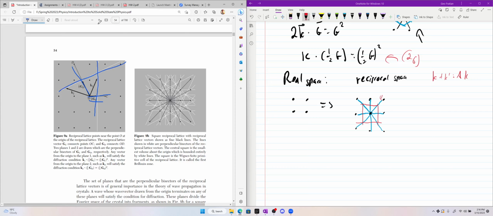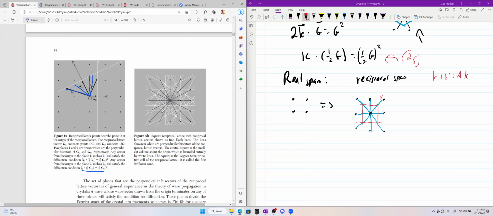Let me erase all these diagrams. You guys can see that, because the white ones are what they're talking about. Any vector from the origin to plane 1, such as k1, will satisfy the diffraction condition, because k1 dot 1/2 GC, so k1 dotted with GC, equals 1/2 GC squared. Any vector from the origin O to plane 2, so this vector, this vector, any of these vectors basically, is going to satisfy the diffraction condition, such as k2 dot 1/2 GD equals 1/2 GD squared.